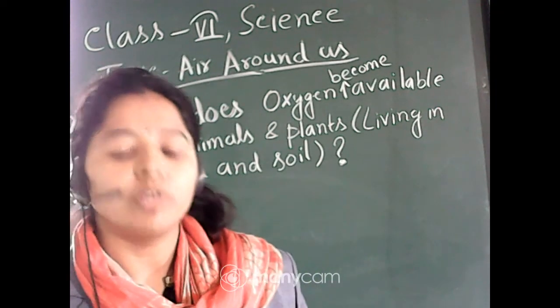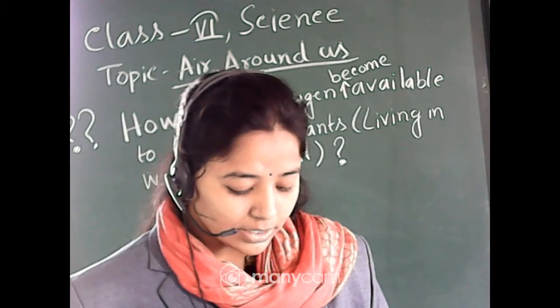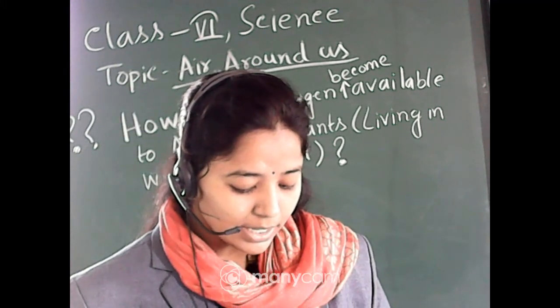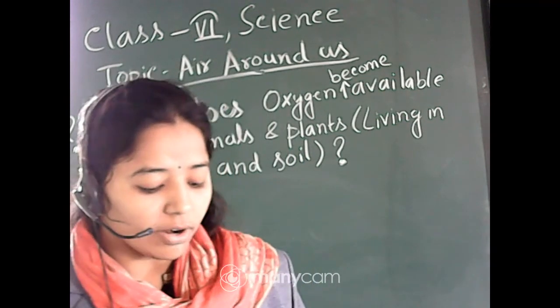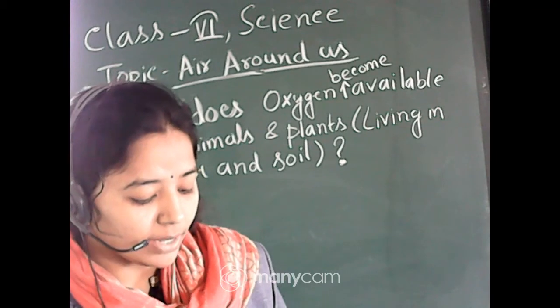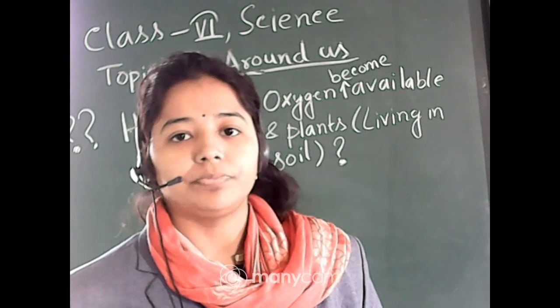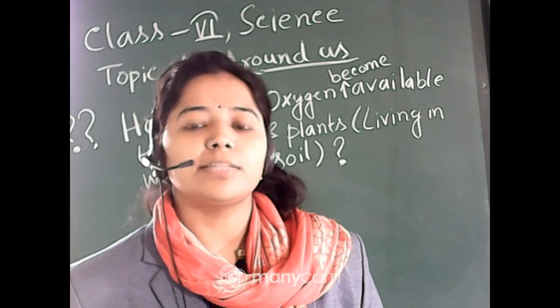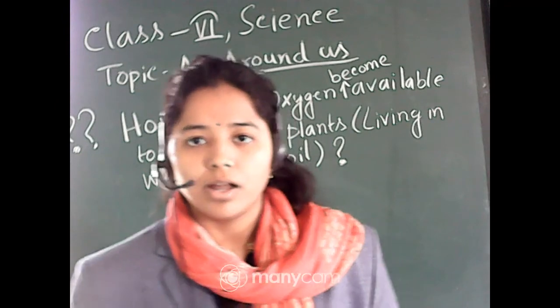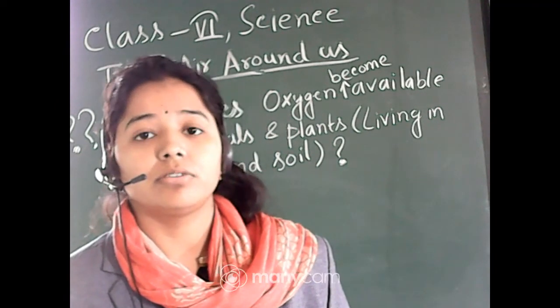Now today I'm going to discuss subtopic 15.3 from your NCERT science book, page number 151: how does oxygen become available to animals and plants living in water and soil. In the previous class we discussed that there is oxygen in air. Now how can we conclude that oxygen is present in water?